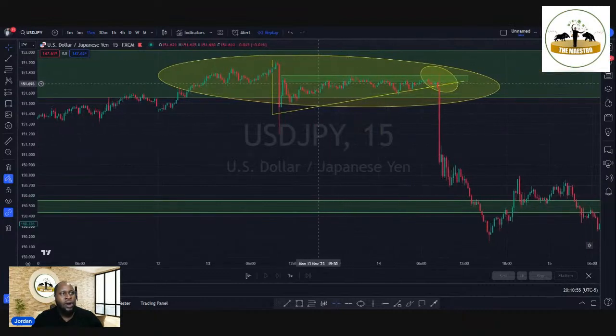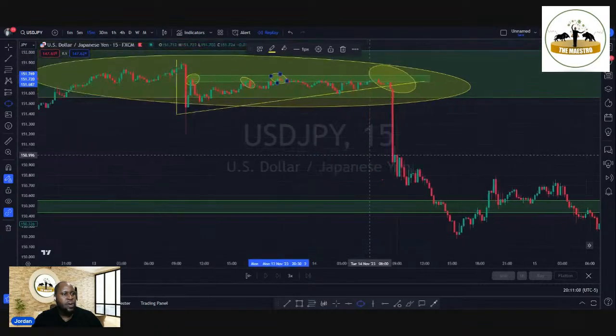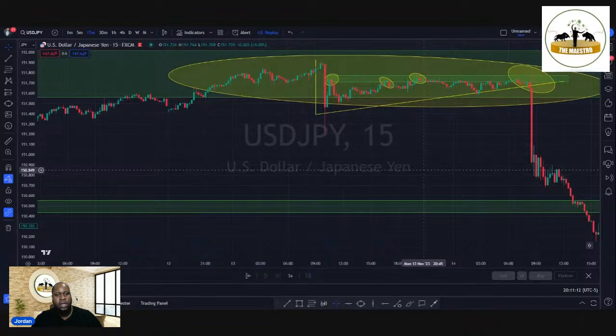After a while, it touches here, and then it touches here, and then here, and here and here and here, and so on and so forth. After a few touches, I'm going to assume that this area of resistance is valid. There are a couple of reasons why I want to assume it's valid. A couple of reasons why this area is valid.